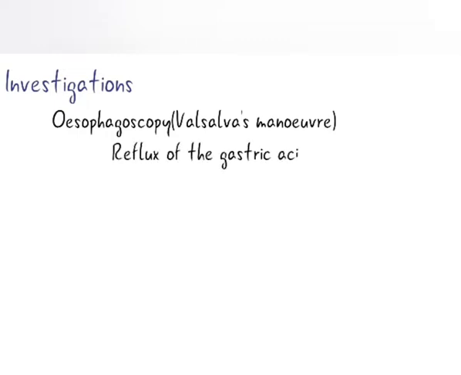Now we will see the investigations. Investigations are esophagoscopy. Mainly it is done with the Valsalva maneuver. Valsalva maneuver is a moderately forceful attempt at exhalation. We can see the sphincter more vacuous and herniation of the gastric mucosal fold. Reflux of gastric acid is the most valuable sign. Barium will demonstrate gastroesophageal reflux in Trendelenburg position, which is the head down position.